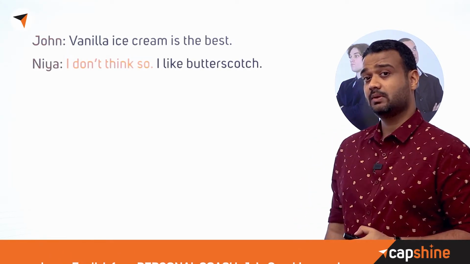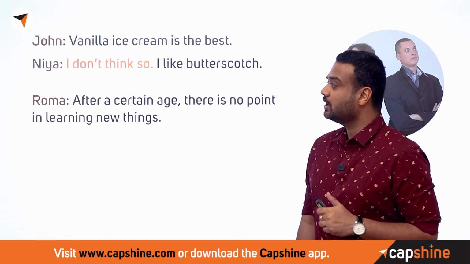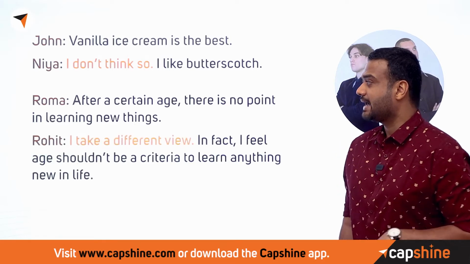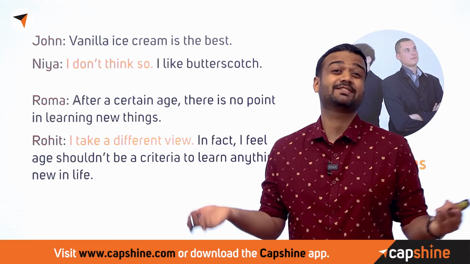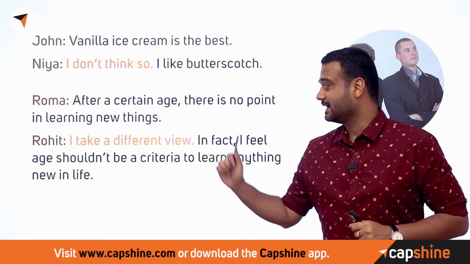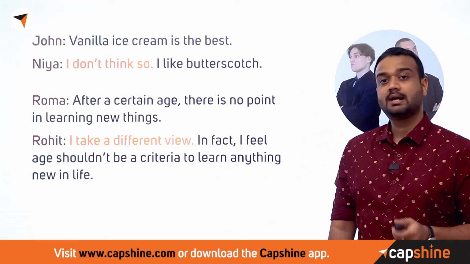Nia could disagree with this, and she could say, I don't think so. I think butterscotch is. Or rather, I like butterscotch. Either words. Roma could say, after a certain age, there is no point in learning new things. And Rohit could have a very strong opposition to this. But instead of saying, no, you're wrong, he could say, I take a different view. In fact, I feel age shouldn't be a criteria to learn anything new in life.